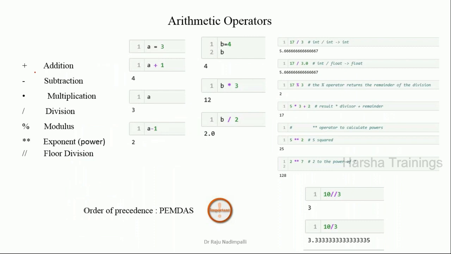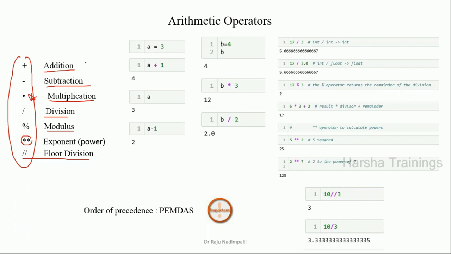Look here, these are the arithmetic operators Python supports. Plus is addition, minus is subtraction, star is used for multiplication, slash is used for division, mod is used for remainder, star star is used for power or exponent operator, and double slash is used for floor division. Now shall I discuss one by one?